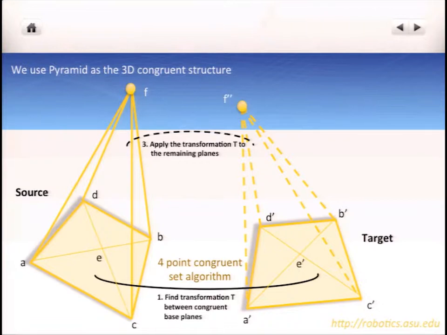We then search for a point f dash which is within the epsilon neighborhood of this virtual apex f double dash. If such a point exists, we know that a congruent pyramid exists. Otherwise, we know that the quadrilateral base match is a false positive and we can discard such matches. Once we have congruent pyramids, we can estimate the initial alignment using the corresponding points using SVD. And then we refine it later using ICP.